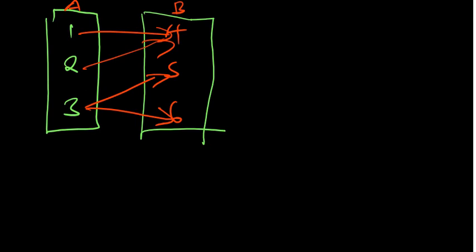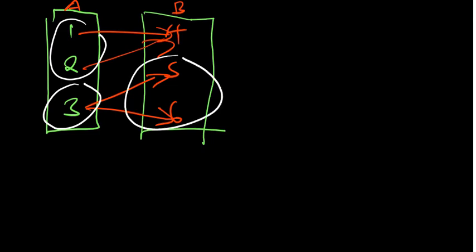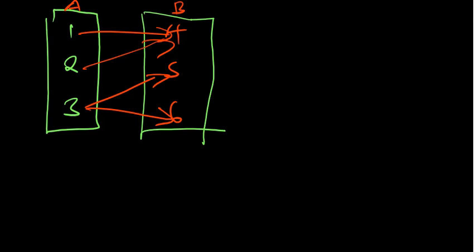It is not a function because one element of a is giving us two different elements of b, which is not possible. So now we can say that this is many to many. This is many to many, but it's not a function.